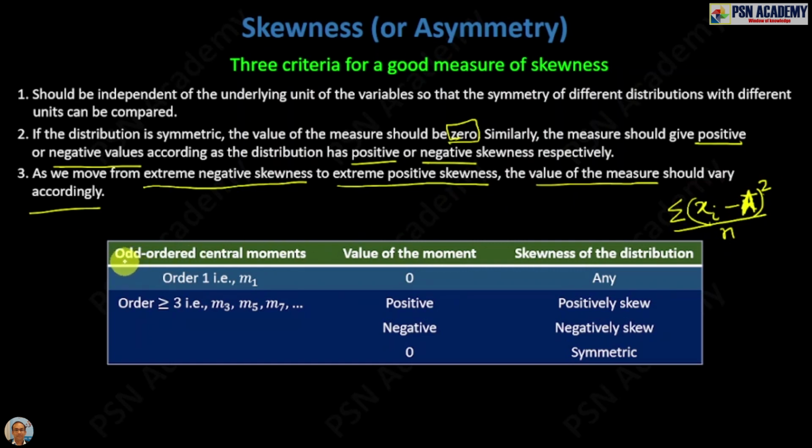Now let us concentrate on this one. You see, odd ordered central moments. Now what is a central moment? The moment about the mean is a central moment, right? And what is odd ordered? That means the power is either 1 or 3 or 5 or 7, like that. Now see, when we have the central moment of order 1, then the value of the moment will always be 0 for any skewness of the distribution. And that makes this central moment of order 1 useless.